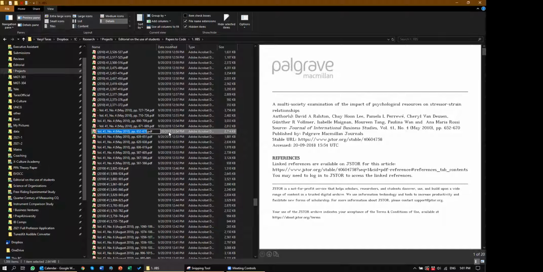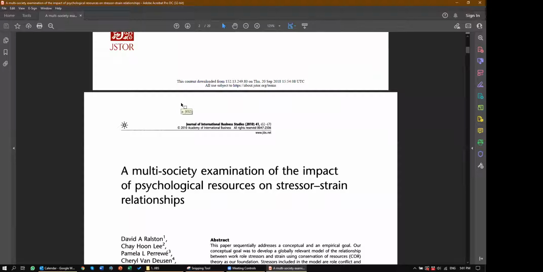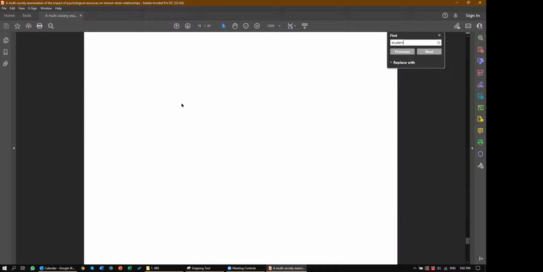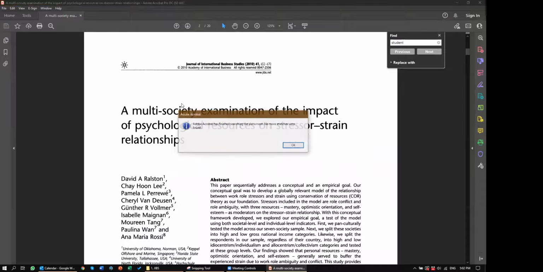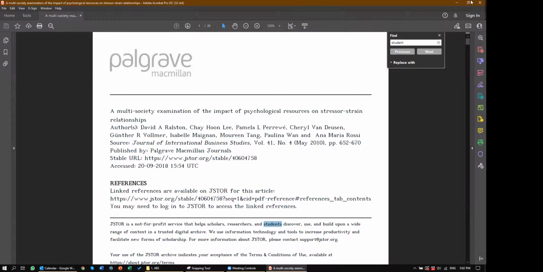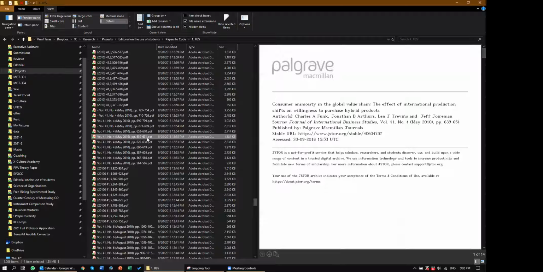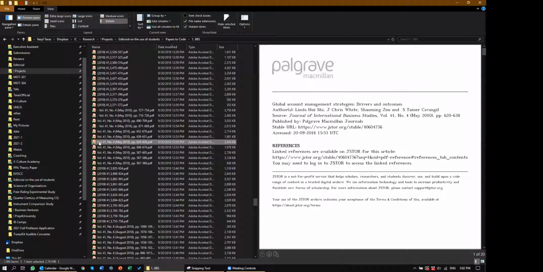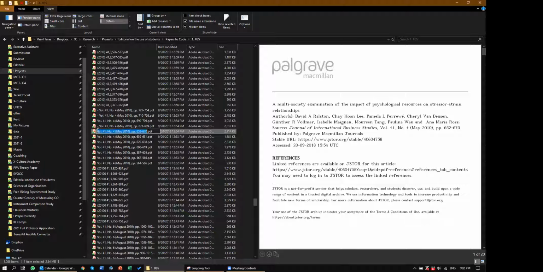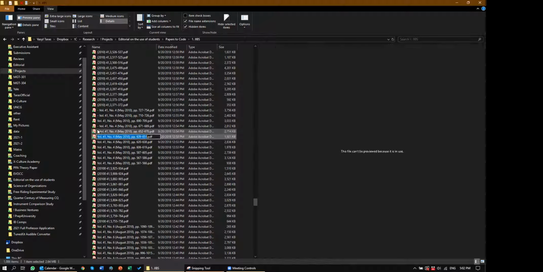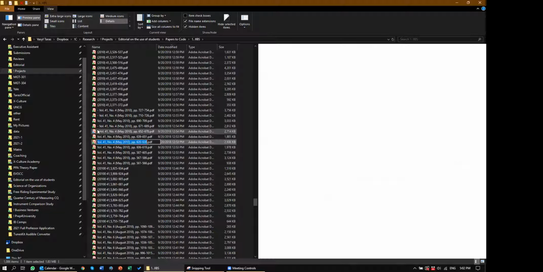So this could be potentially data. For me, I'd always open up the paper and just search for student. Yeah, that's probably the best way to do it. But some of them, based on the title, you will see right away that there is no way it could be based on students. Like here, the only place where student meant. But some of them, you would see, it's definitely firm level. The effect of international production shifts and willingness to purchase hybrid products. So definitely not usable. Global account management strategies. Again, global account, that's definitely not students. And some of them will probably take like 15 seconds just to look at. And we see right away that there is no way it could be based on students.